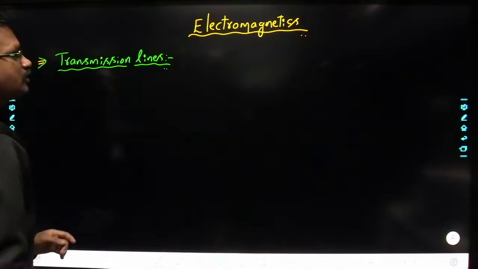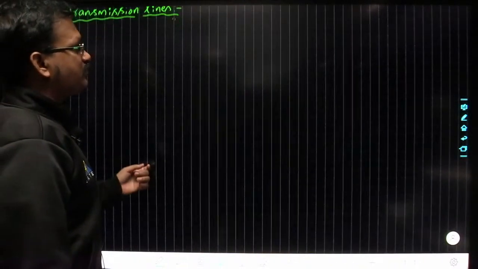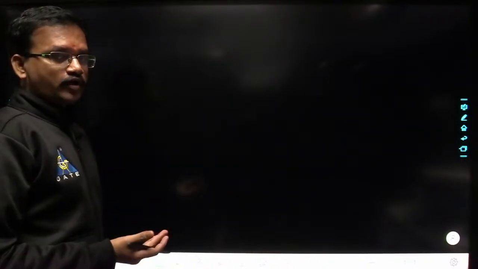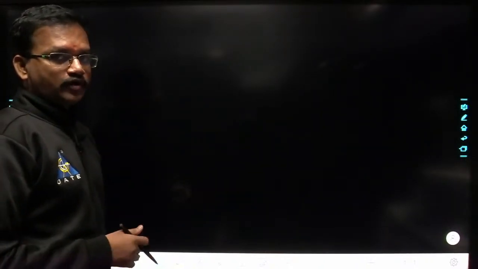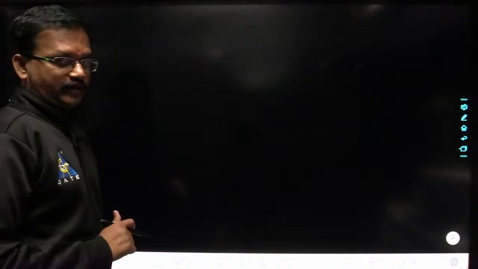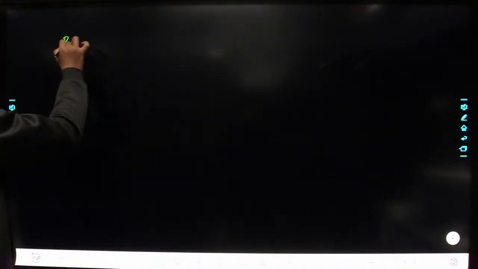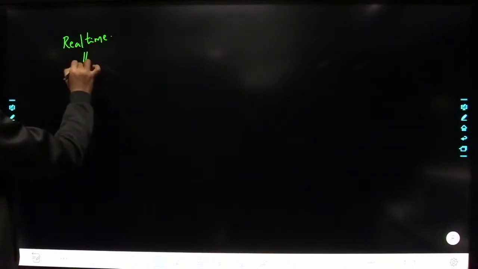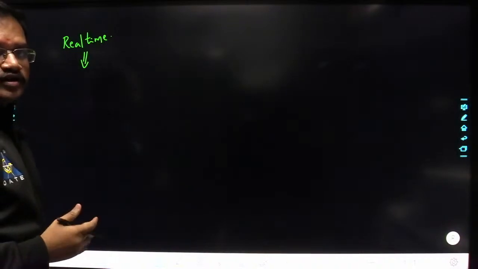So, in the previous session I have explained about time harmonic waveforms, yes or no? In real time how they are going to look like, and in complex form how they are going to look like. Time harmonic means the fields are varying sinusoidally with respect to time.